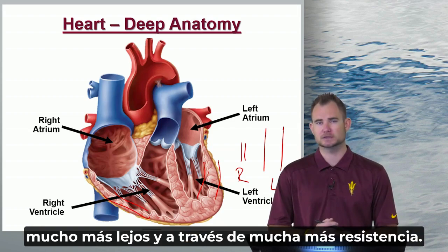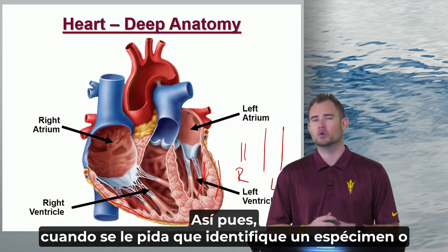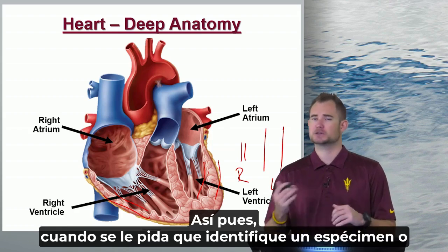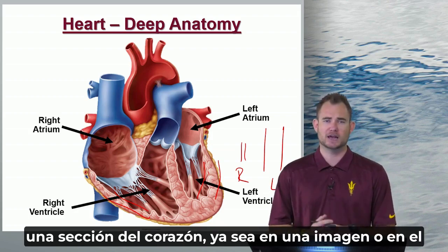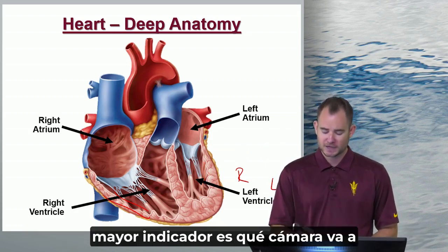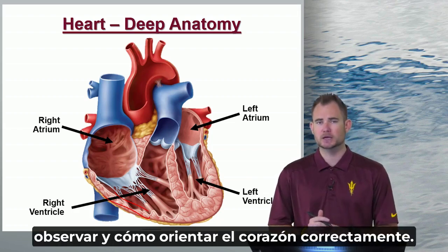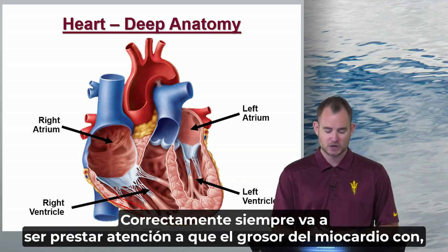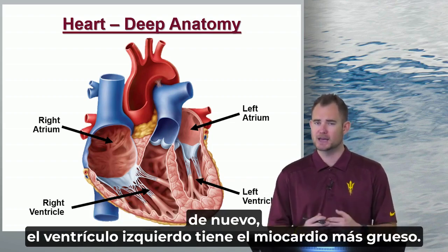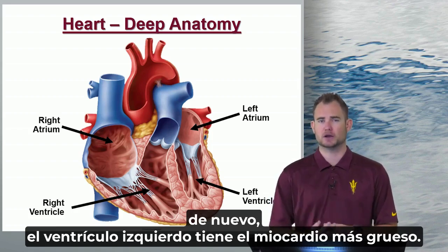So just something to be aware of when you're asked to identify potentially a specimen or a section of the heart, either in an image or in the cadaver, what have you. Your biggest indicator as to what chamber you're looking at and how to orient the heart properly is always going to be paying attention to that myocardial thickness, with the left ventricle having the thicker myocardium.